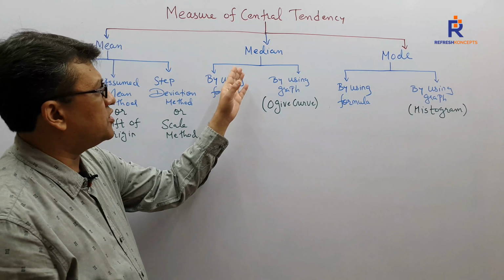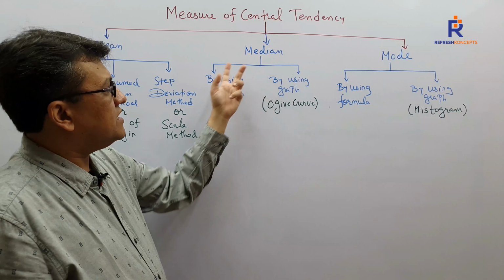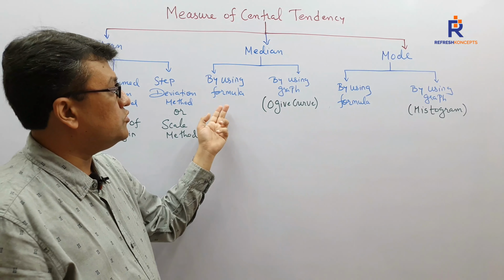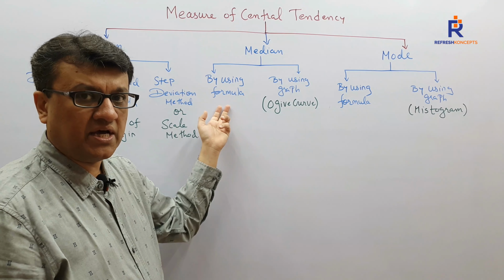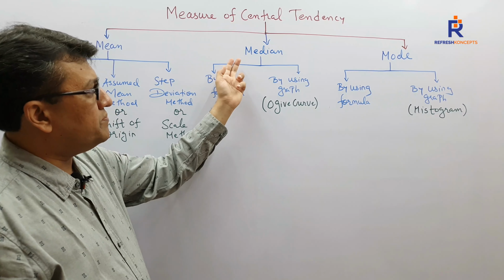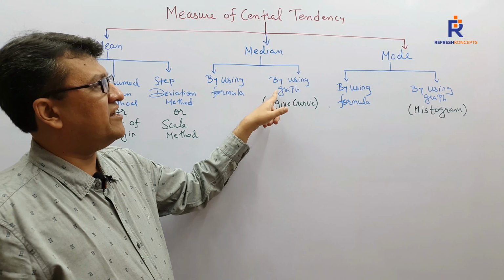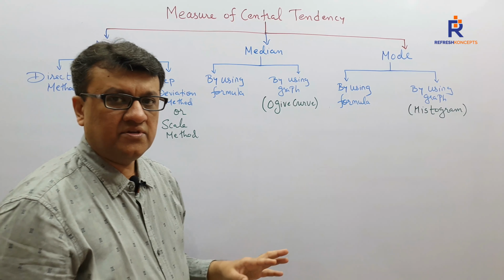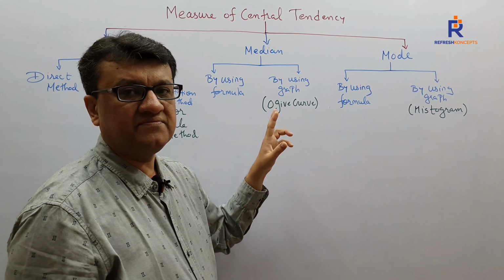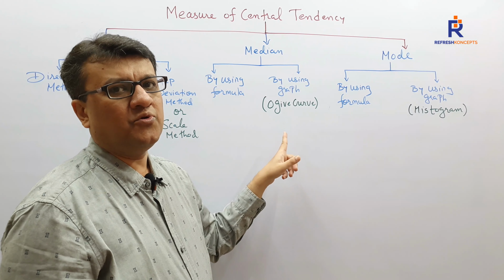Said and done, we move on to median part. Now when I say median, median is found by using a formula. Though I have not written the formula here, we will come across it when we go with sums based on median. So median can be found out by using a formula, or we can find median by using a graph. So what graph will help us in finding median? It is the ogive curve.